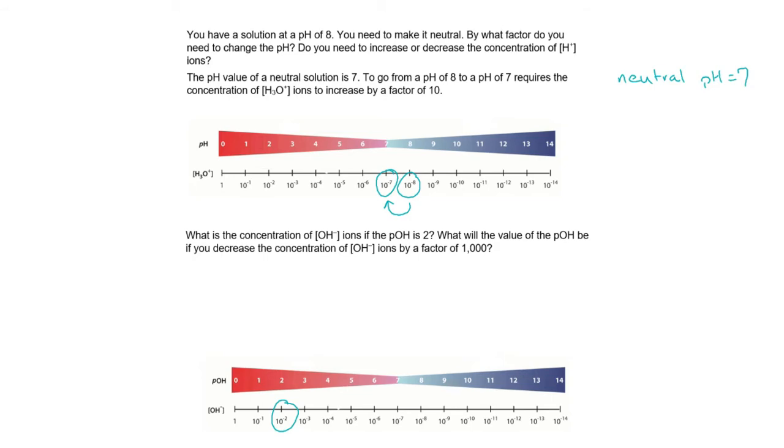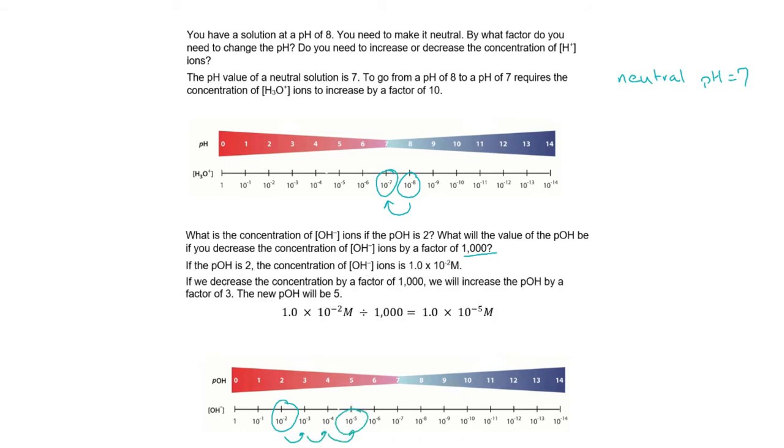Now if we decrease this concentration by a factor of 1,000, that means we are going to take 10 to the negative 2nd and divide by 1,000. That is going to take us to 1, 2, 3, 10 to the negative 5th. You could also call that 3 orders of magnitude.